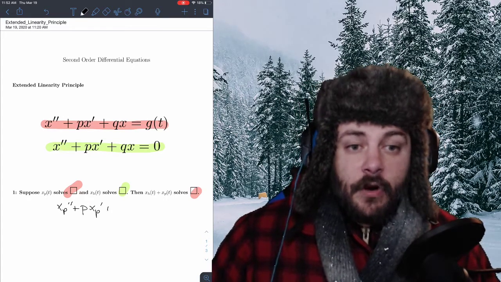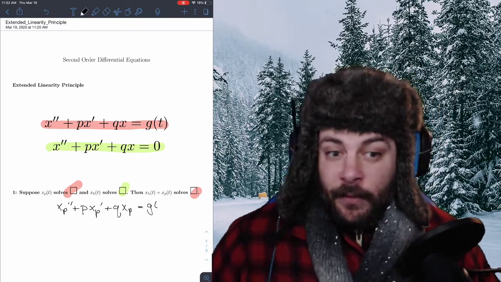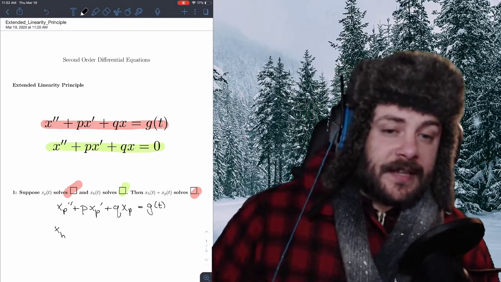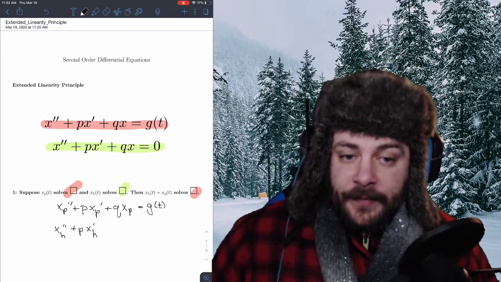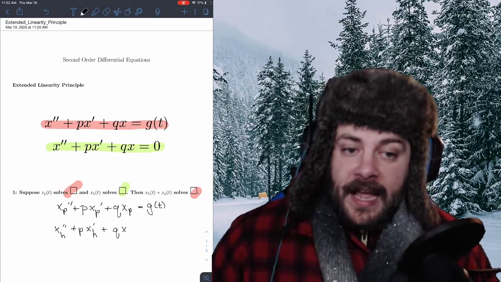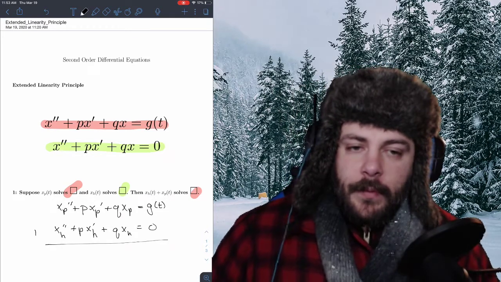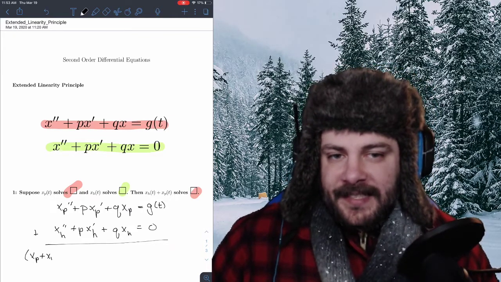If x sub p solves the first equation, I should be able to plug x sub p in, and any equality or inequality that exists should hold. Same goes for x sub h with the associated homogeneous problem. I should be able to plug it in everywhere I saw the variable, and any equality, i.e. equals 0, should still hold. We're making a claim about their sum, so we might as well go ahead and add them together.